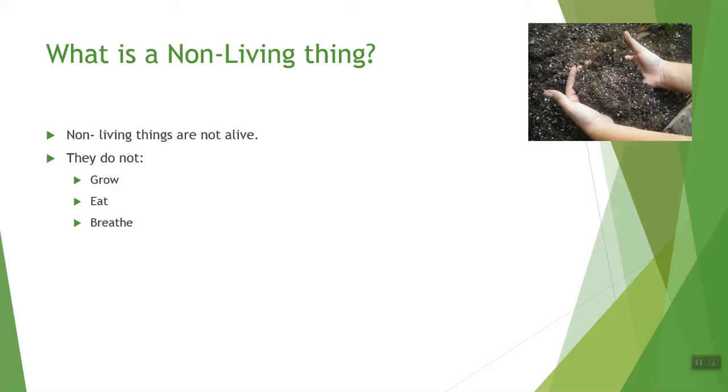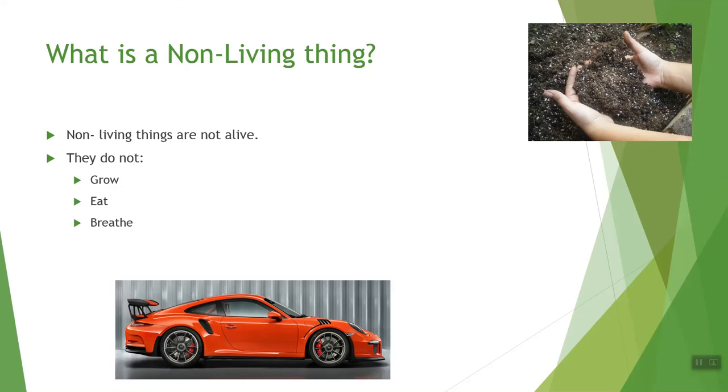Another example of a non-living thing is cars. Cars do not grow, eat, or breathe. They are just a car and they just help people get from place to place. They do not grow from a baby car to an adult car. They stay the same size their entire time.